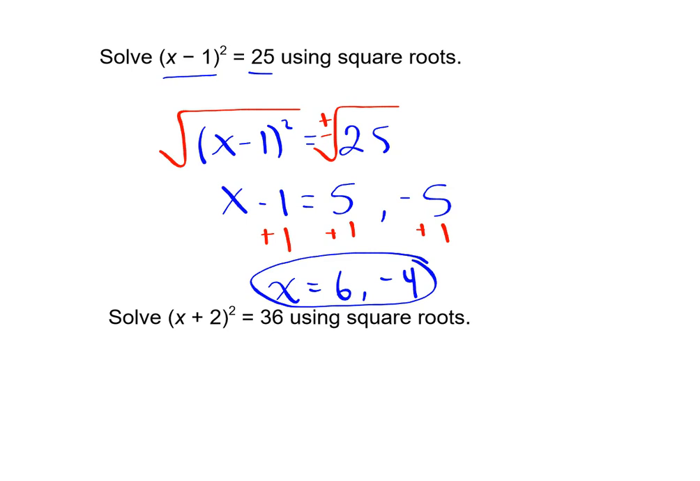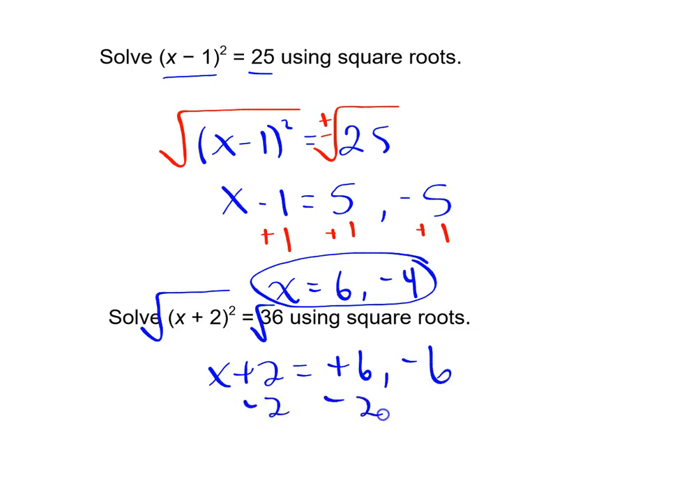On this next one, (x plus 2) squared equals 36. When we take the square root of both sides, we get x plus 2 equals positive 6 and negative 6. We'll subtract 2 from each piece. So we get x equals positive 4 and negative 8.